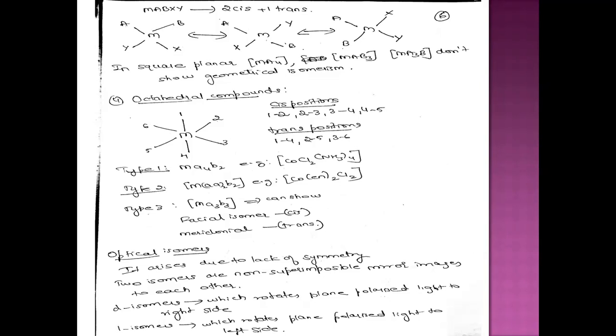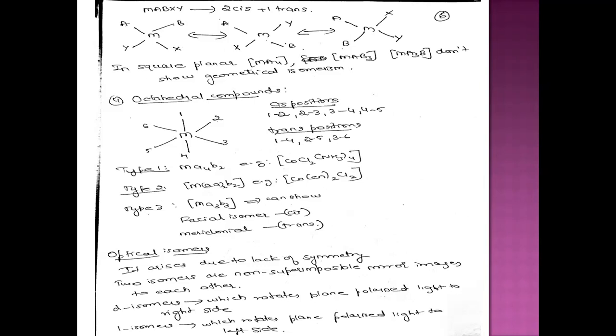Which are the complexes in square planar that will not show you the cis and trans isomerism? First one is MA4. All the ligands are same. For example, FeCl4, right? All 4 are chlorine ligands. It means you cannot change. All 4 will be in the same plane. At a time, all 4 will be in the different plane. So you cannot write cis and trans isomerism.